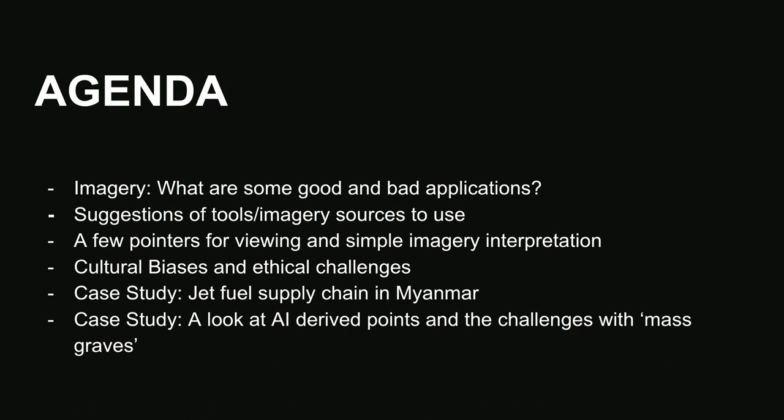And then I'm also going to talk a little bit about cultural biases and ethical challenges that come up when we're looking at satellite imagery. Follow that up with a case study. We did a project on the jet fuel supply chain in Myanmar last year. We used a lot of satellite imagery to try and document that supply chain. And then also, I'm going to do a smaller look at a recent journalist request from the Washington Post to look at points that were given to them from an algorithm and the challenges with looking for mass graves. If anyone feels uncomfortable with this, there is no graphic footage being shown, but just so you know, this is what we're talking about.